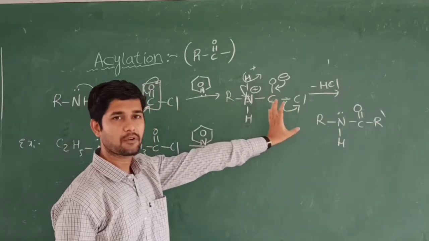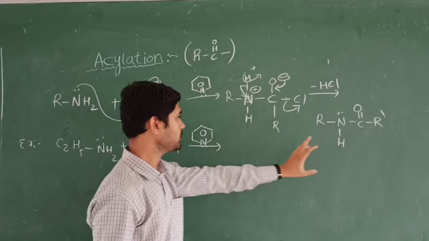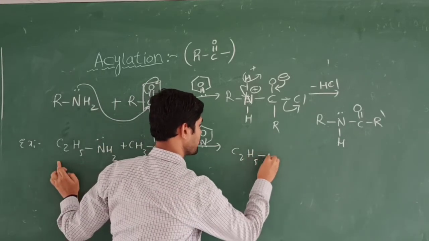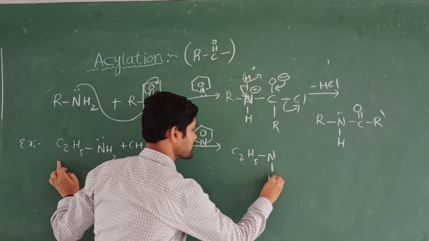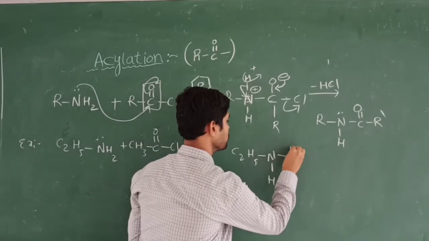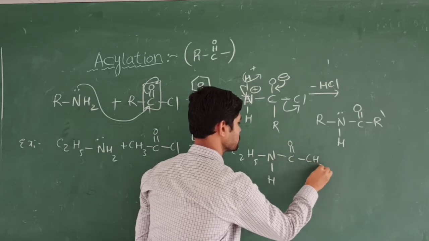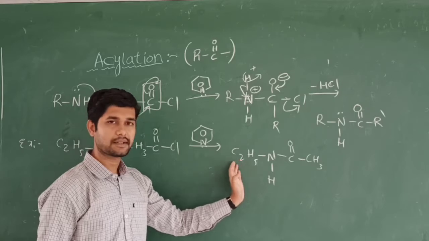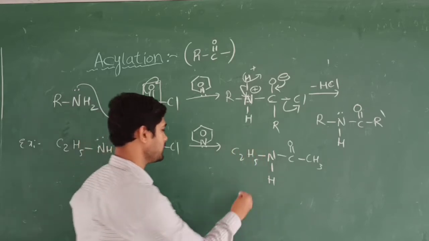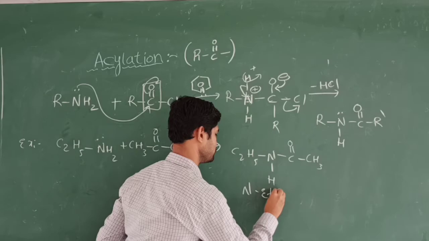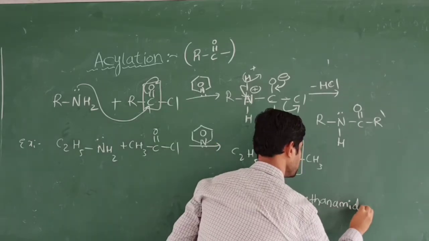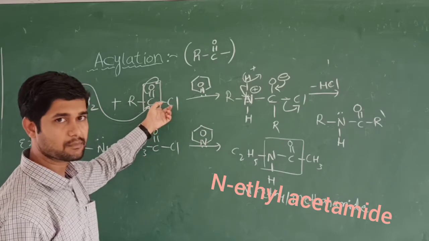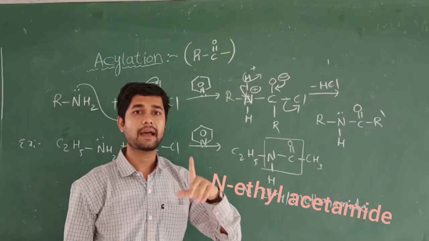So this is the mechanism. I am not writing it, I am writing only the product. Instead of R, I write C2H5 and nitrogen, and here C double bond O and CH3. This is named N-ethyl, because this ethyl group is attached to the nitrogen. This name is N-ethyl. So acylation can also be carried out with, this is one example, and I also take one more, acetic anhydride.